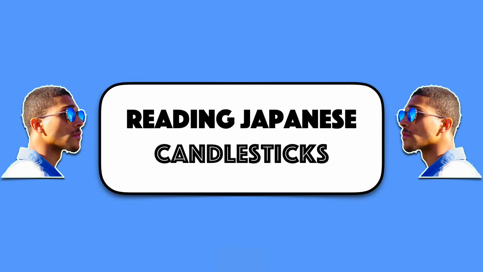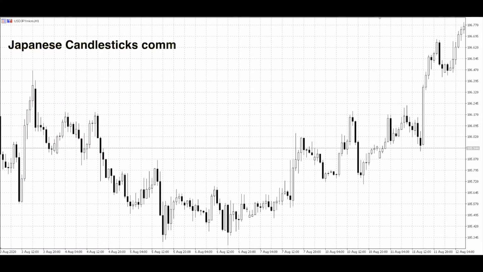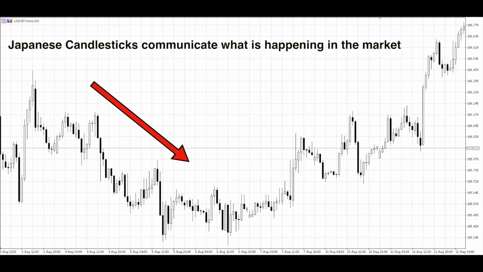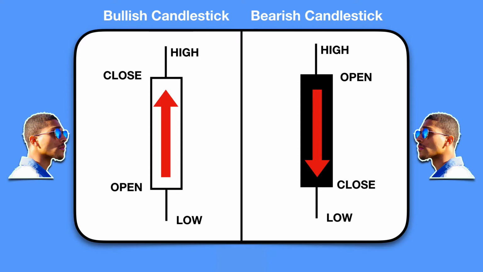Firstly, let's start off with a brief discussion about reading Japanese candlesticks. Japanese candlesticks communicate to the trader what is going on in the markets. The two types of Japanese candlesticks that I spoke about in the previous video were bullish and bearish candlesticks. Bearish candlesticks indicate that the market is moving downwards. You can identify bearish candlesticks firstly by their darker color, but also because they close lower than their opening.